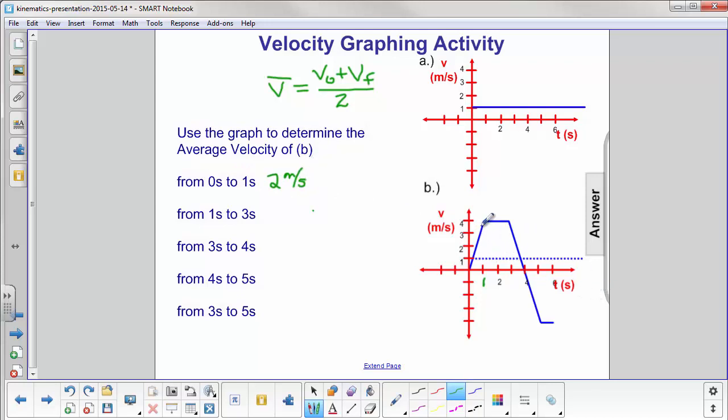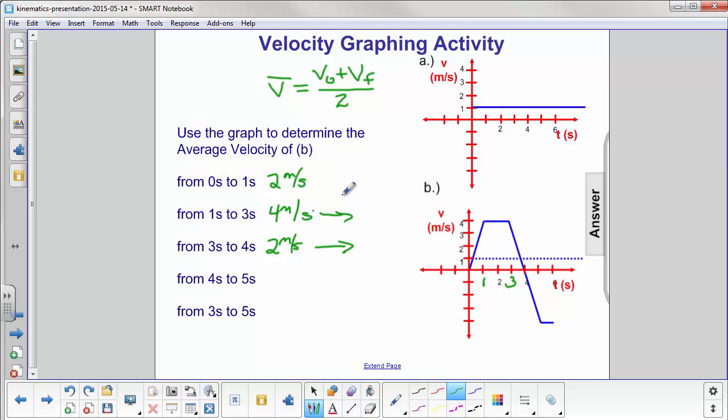Okay, now let's go between 1 second and 3 seconds. So that's this horizontal piece here, and in this case the average velocity is equal to the constant velocity, which is 4 meters per second. We move along to the interval between 3 and 4 seconds. Well, we started at 4 meters per second, wound up at 0, so 4 plus 0 is 4, divided by 2, 2 meters per second is your average velocity. And it's still a positive number, so we're still moving to the right.